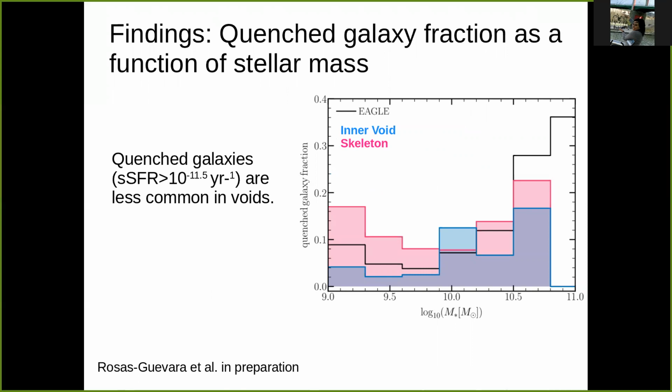The quenched galaxy fraction as a function of the stellar mass is illustrated in this plot, and it shows that inner void galaxies present lower fractions of quenched galaxies in comparison with the skeleton galaxies, except for the 10 to 10 solar masses. And this is something that is expected from these regions.